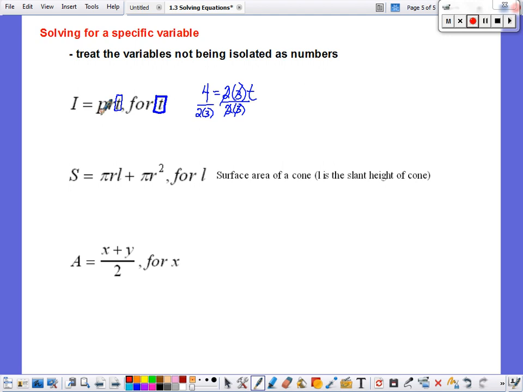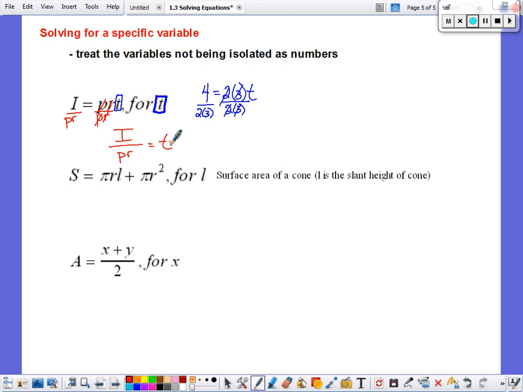And so what we do is we come over here and simply say, I need to undo the multiplication of p and r. The opposite of a multiplication is division. So we're going to undo p and r. Whatever you do to one side, do the other. That's a cancellation property. And there you go. You've isolated the specific variable. There's t by itself. That was a simple interest problem.